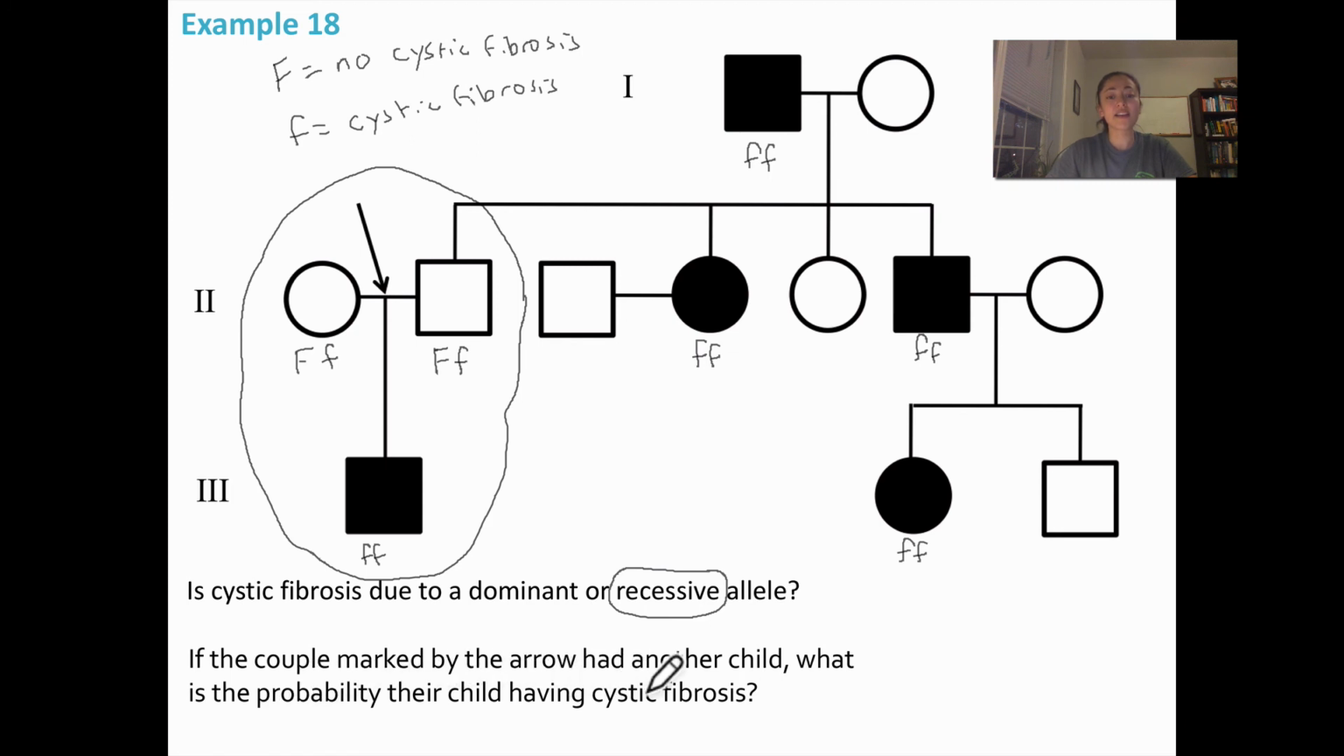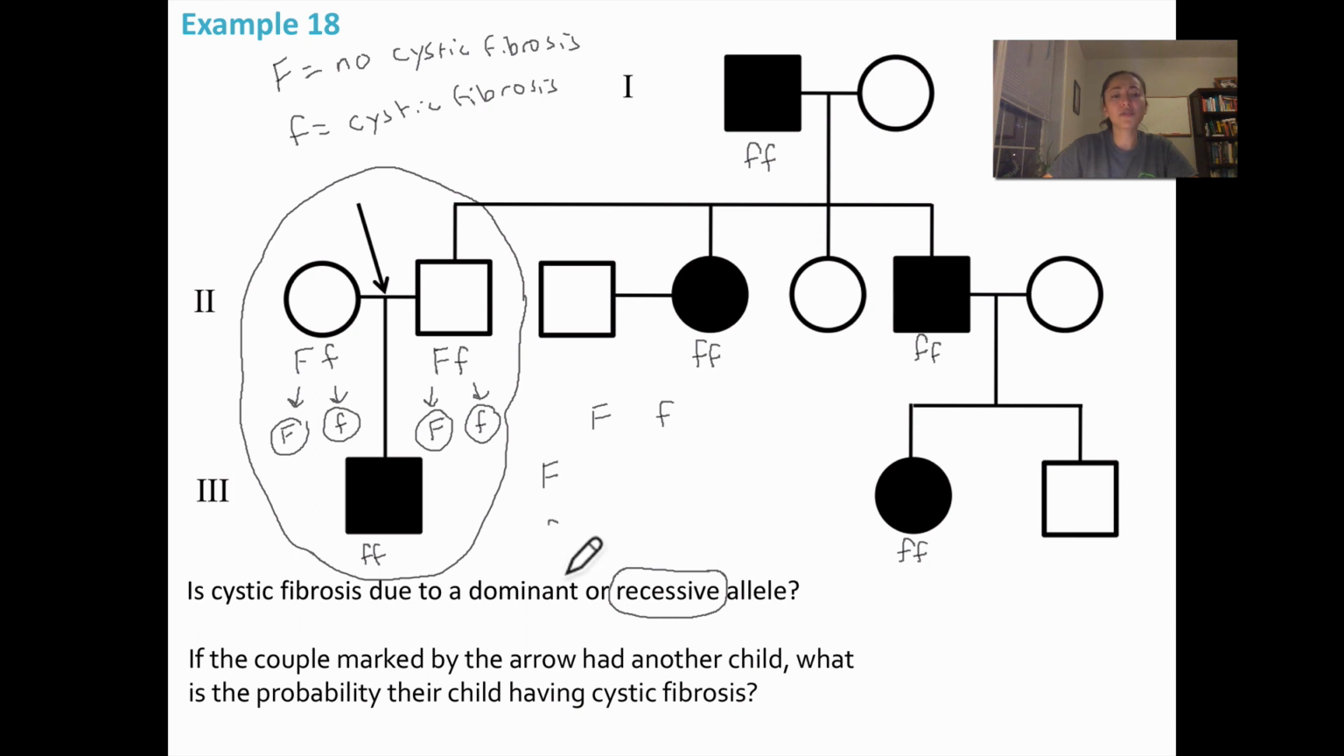If the couple marked by the arrow had another child, what is the probability their child will have cystic fibrosis? So we know that both of these parents are heterozygous. We just set up our Punnett square like we always do. What are the possible gametes this individual could produce? Well, they could give their offspring a big F or a little f. This individual could give their offspring a big F or a little f. So let's set up our Punnett square. I'm going to put the gametes from this parent across the top, the gametes from this parent down the side.